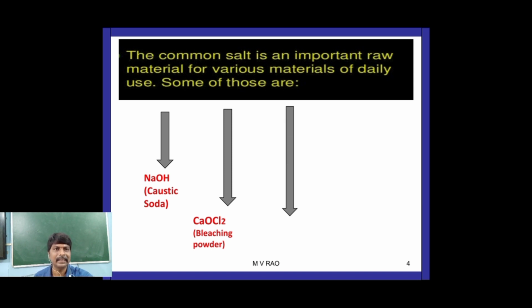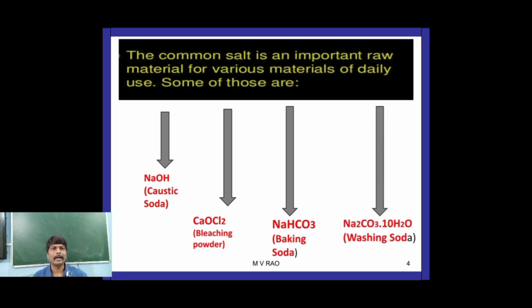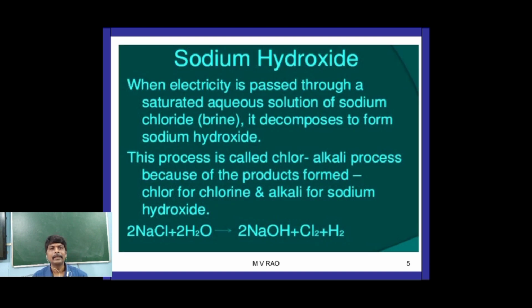Next one is sodium bicarbonate, baking soda. Next compound is washing soda. Baking soda, washing soda, bleaching powder and caustic soda, these chemicals we are using in daily life. But for getting these chemicals, what is the starting substance? Common salt, NaCl.